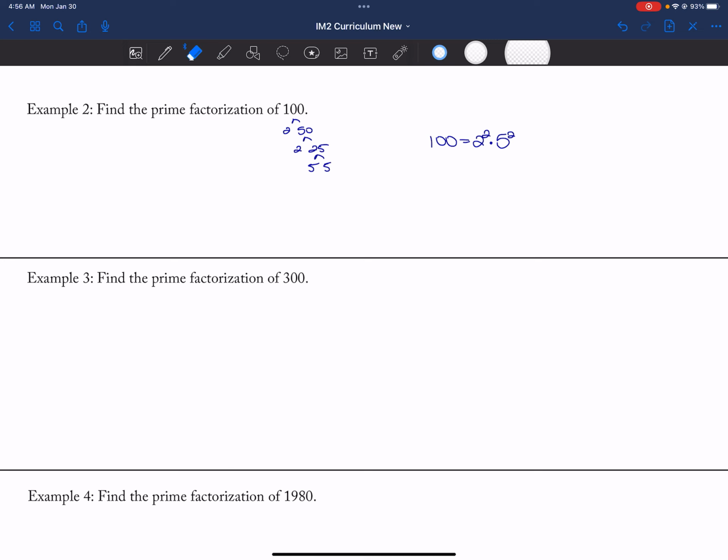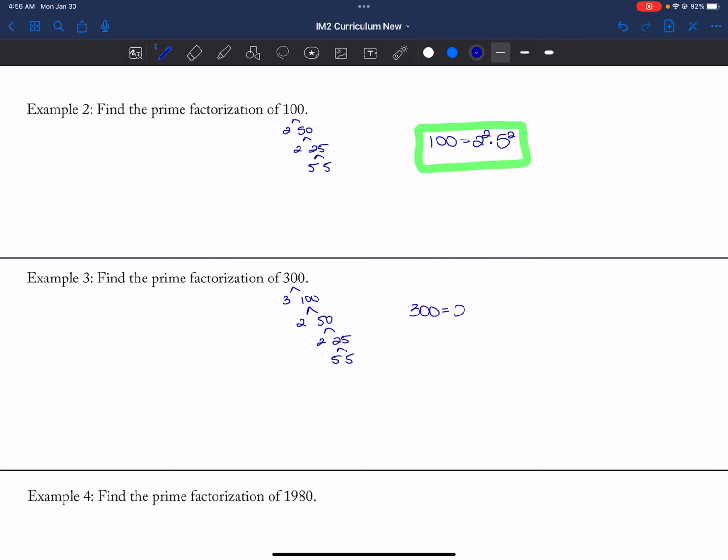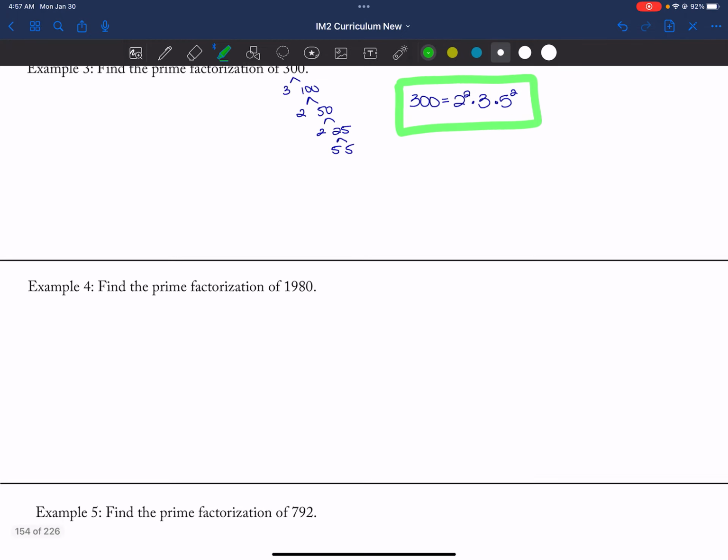Okay, 300, 3 and 100. This is what I'm talking about. So normally I would divide by 2, but I was like, 3 times 100. 2 times 50, 2 times 25, 5 times 5. Not 100, just kidding, we just did that one. 300 is equal to 2 squared times 3 times 5 squared. And I do write it in increasing number order, so I would always write the factors of 2 first.